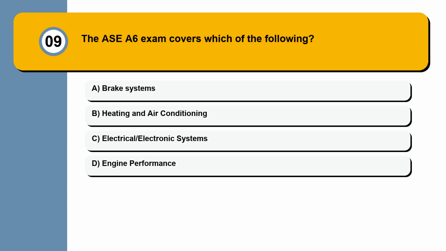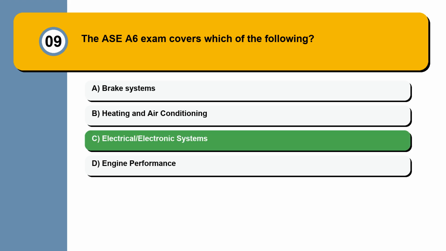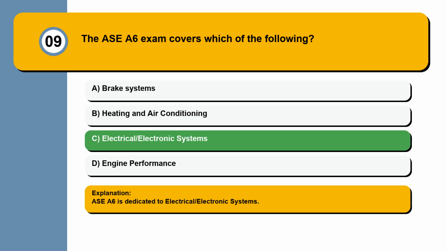Question 9. The ASE A6 exam covers which of the following? Brake systems, heating and air conditioning, electrical/electronic systems, engine performance. ASE A6 is dedicated to electrical/electronic systems.